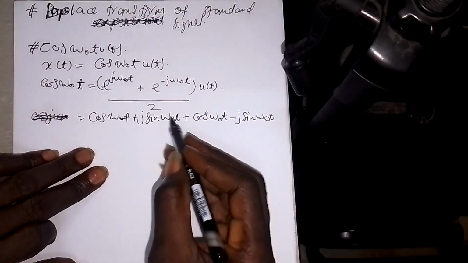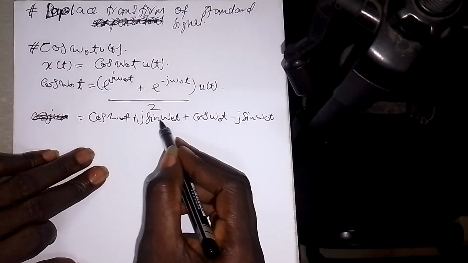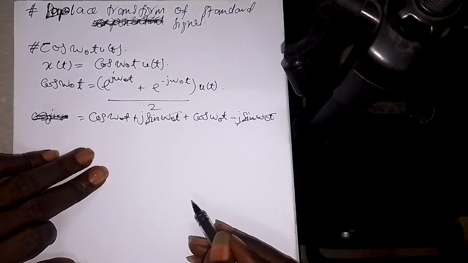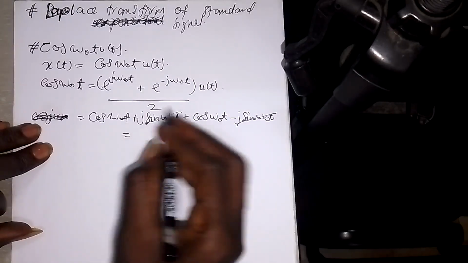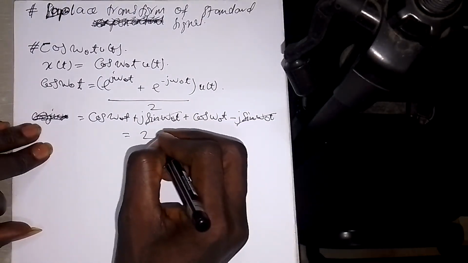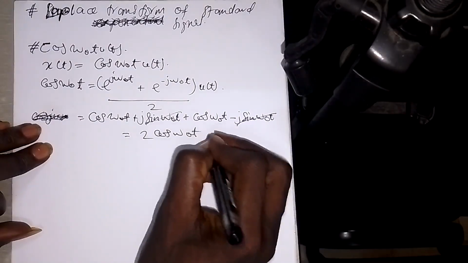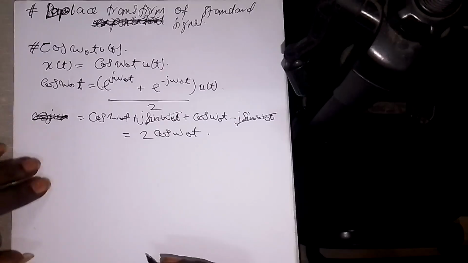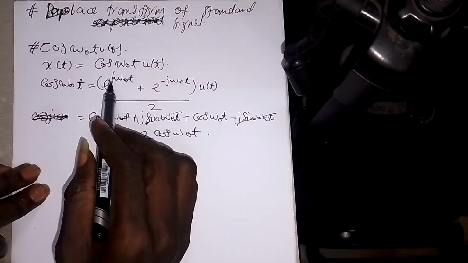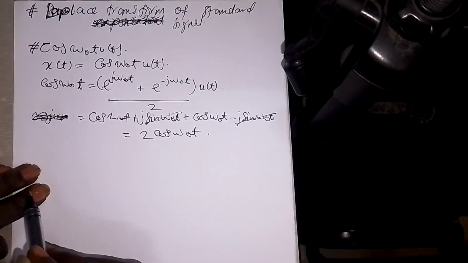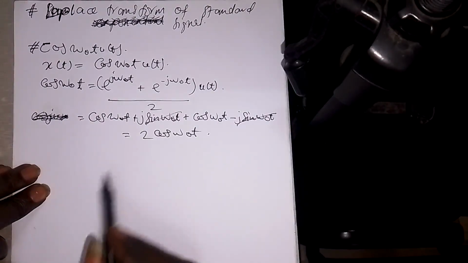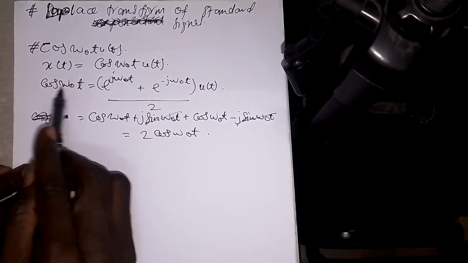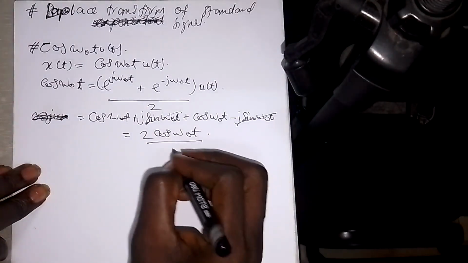In this case, you can see that j sine omega naught t and minus j sine omega naught t are opposite, so they cancel each other. What are we left with? This and this; if you add them, you get 2 cos omega naught t. So when I expand this, this is what I get. But I am looking for cos omega naught t, so I must divide by 2.